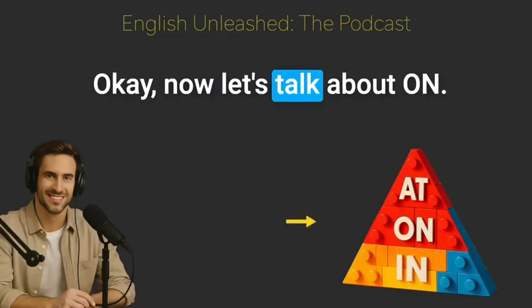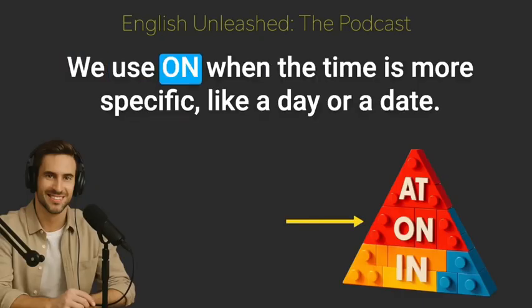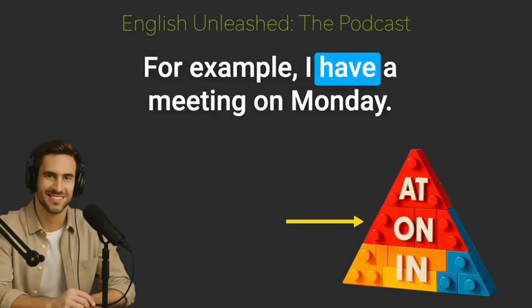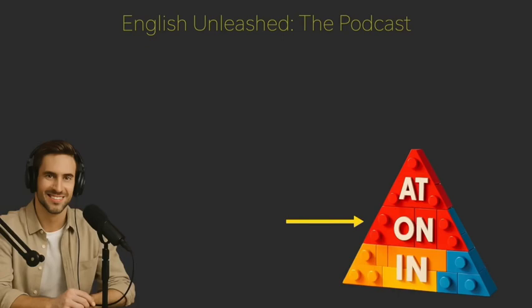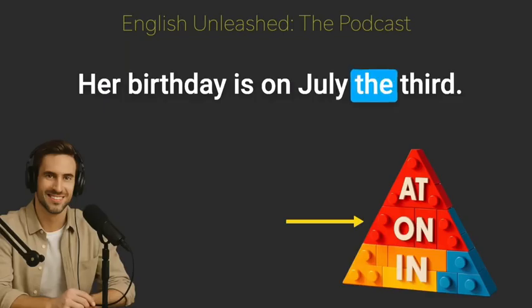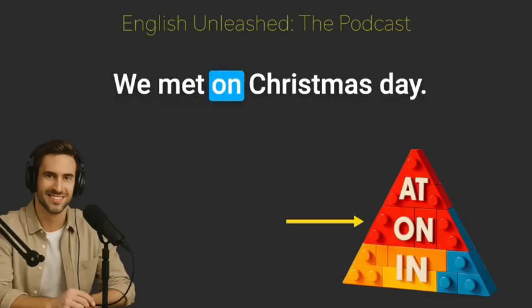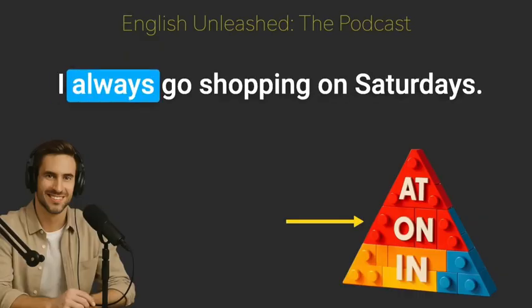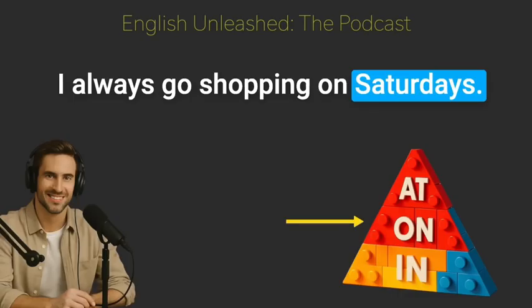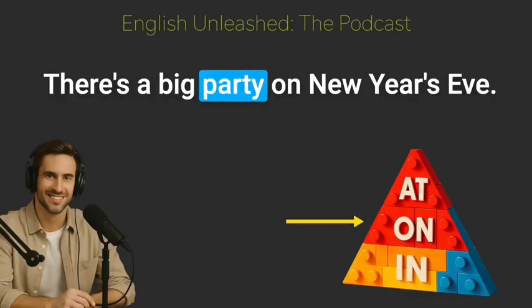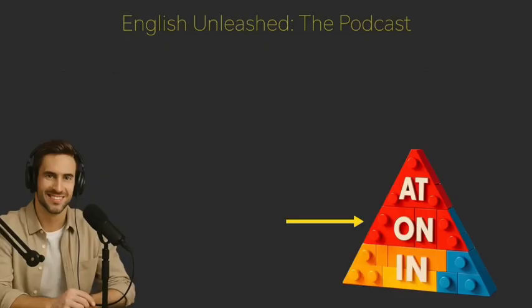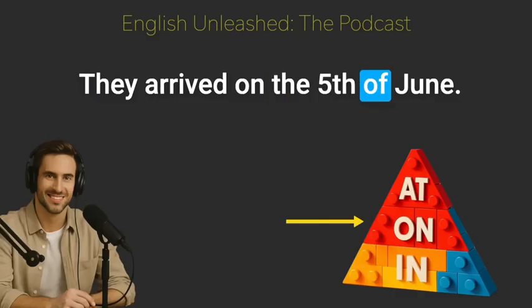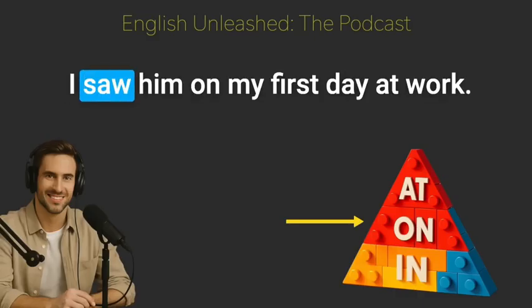Okay, now let's talk about on. We use on when the time is more specific, like a day or a date. For example, I have a meeting on Monday. Her birthday is on July the 3rd. We met on Christmas Day. I always go shopping on Saturdays. There's a big party on New Year's Eve. They arrived on the 5th of June. I saw him on my first day at work.